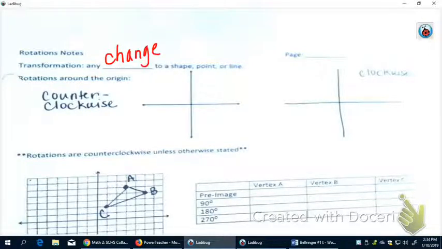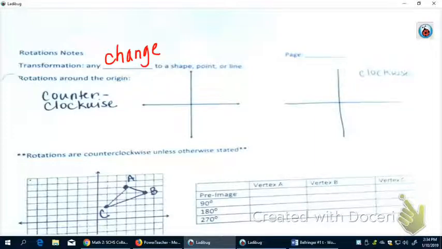Any change to a shape, point, or line, and we already know that transformation is just a way that you change it. There are different transformations. We've talked about translations, we've talked about reflections, and today we're talking about rotations. All three don't change size. They're congruent when they change. Dilation is the one that's different, where it is not congruent when it changes.